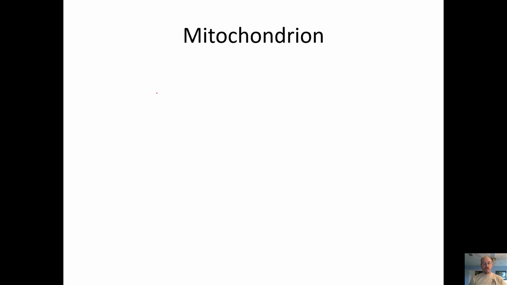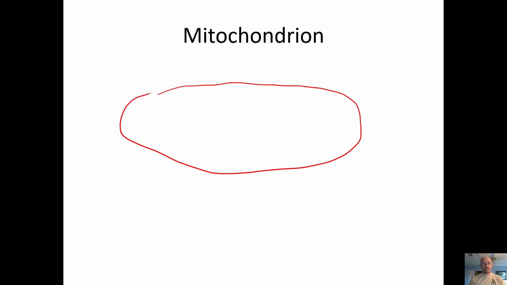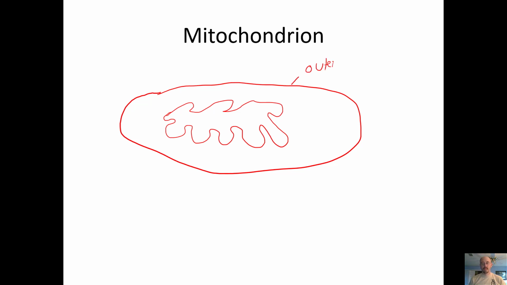And if we were to draw one of these things, we would start by drawing kind of a bean shape. And then this is our outer membrane, and then there's an inner membrane, and that inner membrane is really folded up. Okay? So this is our outer membrane. Remember, this is an organelle, right? And this is our inner membrane.